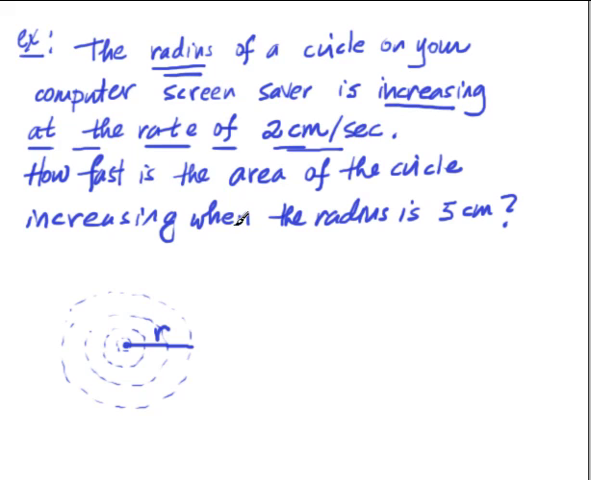Increasing at this rate tells us that dr dt is equal to 2. So we have that information. And now we want to know how fast is the area of the circle increasing when the radius is 5 centimeters. We have two variables here, A for area and r for radius, and we want to know the relationship between the two. How are they related? Well, we know how the area is related to the radius of a circle, we have a formula for that.